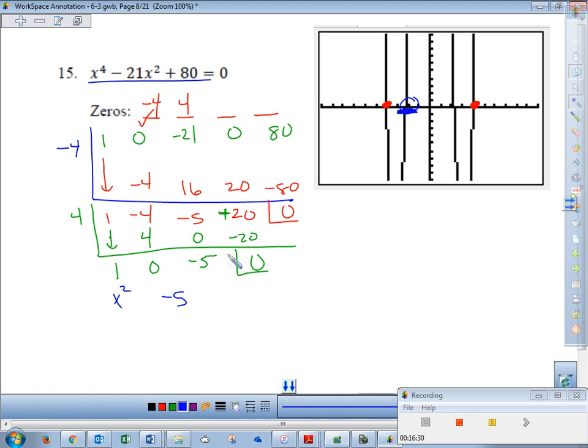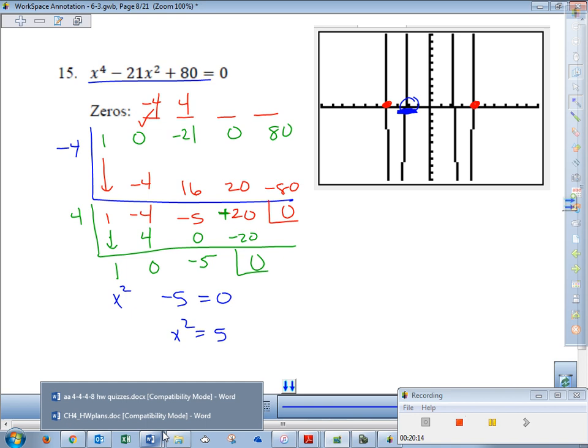Nice. I want to know when it equals 0. I like this one, due to the fact that there's no x to the first, you don't have to do the quadratic formula on it. You don't have to complete the square. Get x squared all by himself. x squared equals 5. So then how do you solve for x?